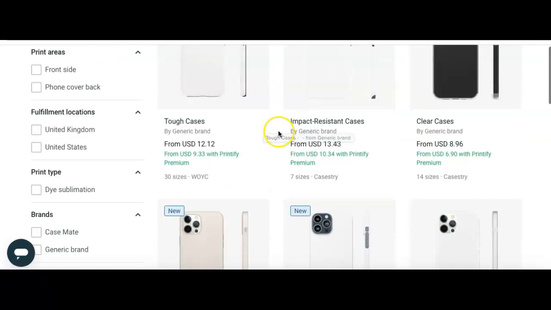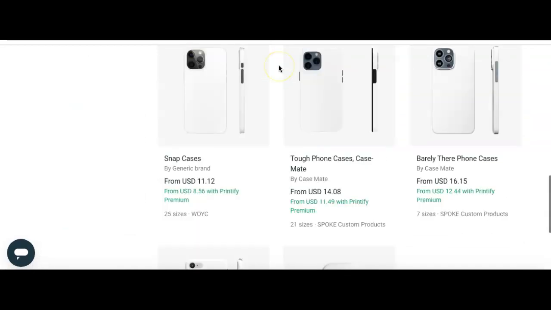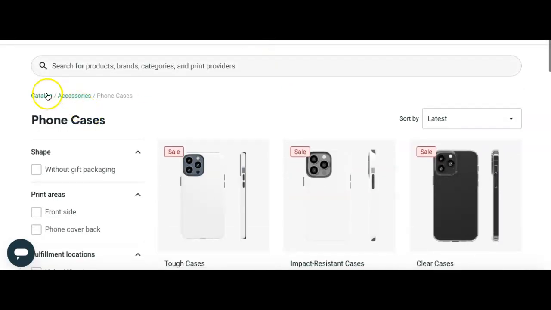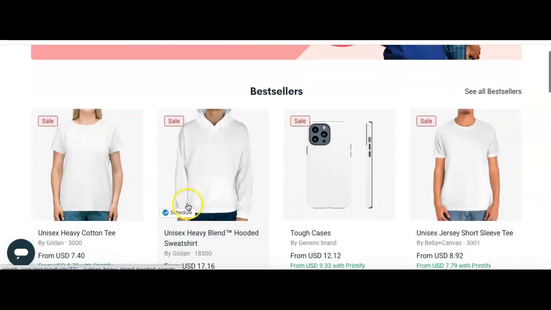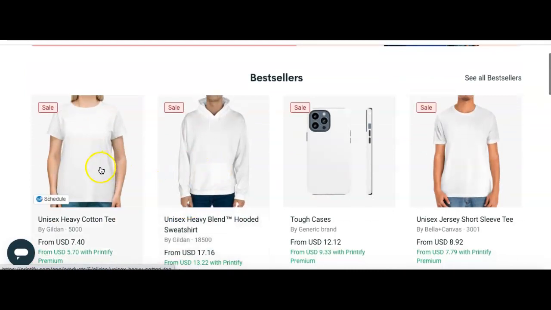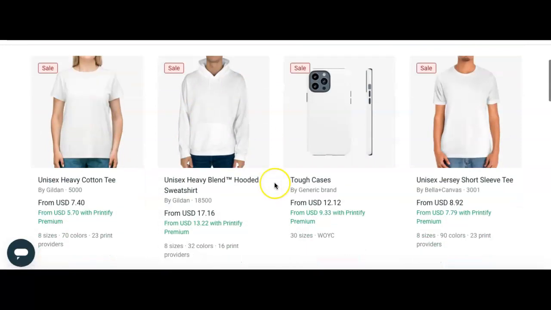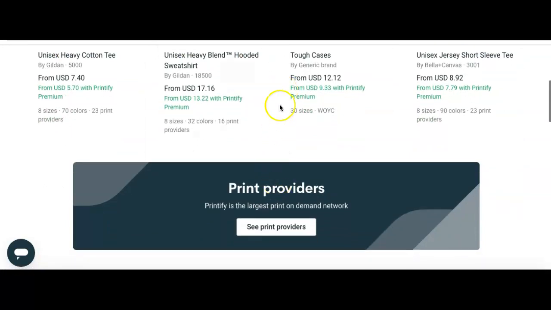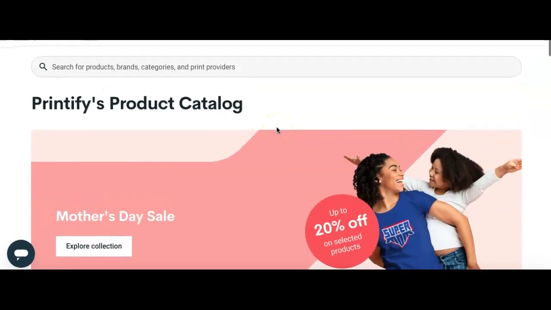You can make phone cases. Let's see what else. I gotta give you guys some more options. Let's go back to the catalog here. See the Printify product catalog right here. You can print on t-shirts. You can print on sweatshirts, which a lot of people already do, t-shirts and sweatshirts. My advice is to find a niche that not everyone is using and try printing from there.